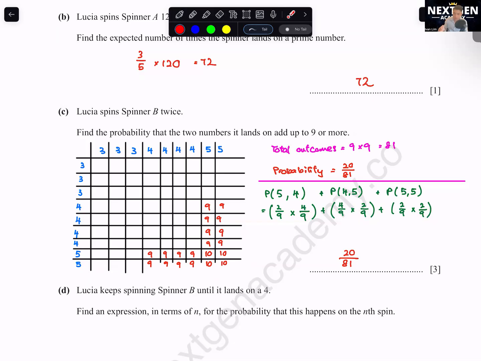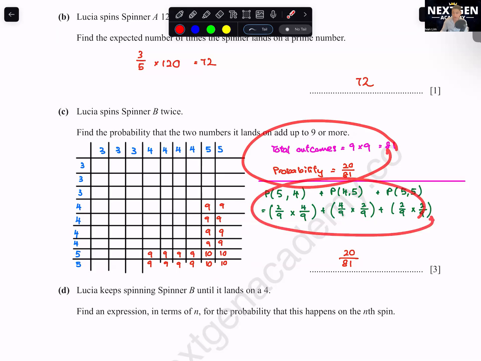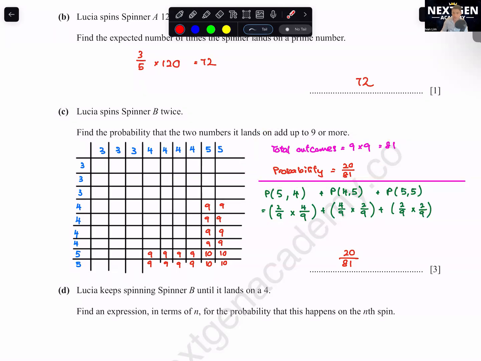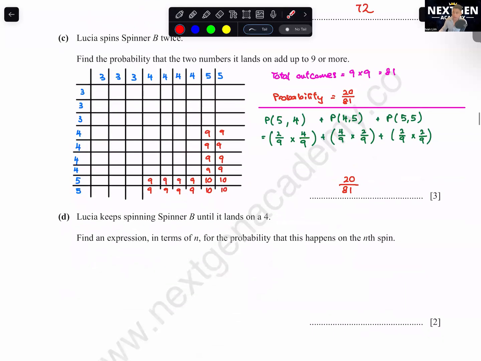Okay, which way do you all prefer? Method 1, which is drawing out the table, or method 2? Okay, type in the chat. Which one is easier for you all to understand? 1 or 2? Okay, 2. 1. Okay, both ways also can. Teacher's not going to force you all to use which one. Stick to the method that you all like. Both are methods that you all have learned in your syllabus, so you need to know how to do both of them. It's just whichever method works for you.